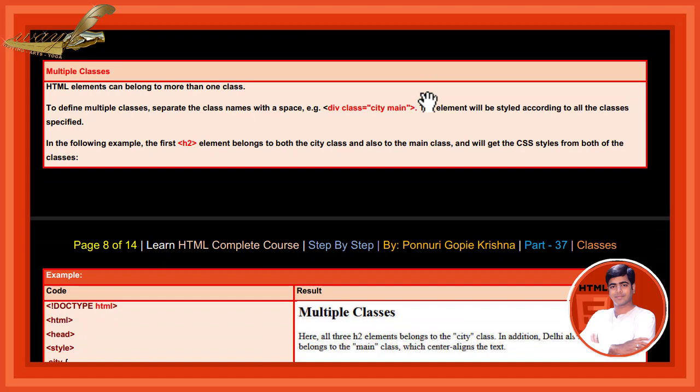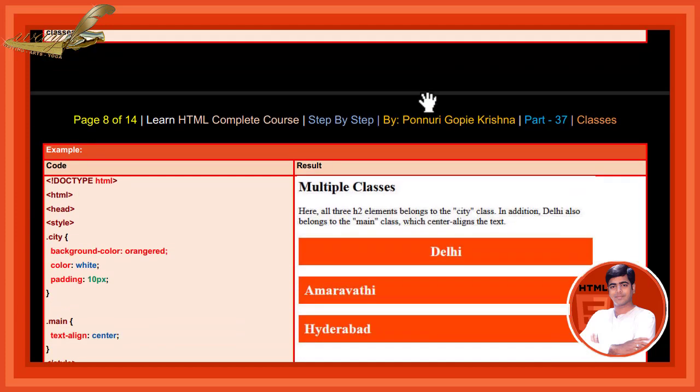Multiple classes. HTML elements can belong to more than one class. To define multiple classes, separate the class names with a space. Example, div class city main. The element will be styled according to all the classes specified. In the following example, the first H2 element belongs to both the city class and also the main class and will get the CSS style from both of the classes. See the example and code.